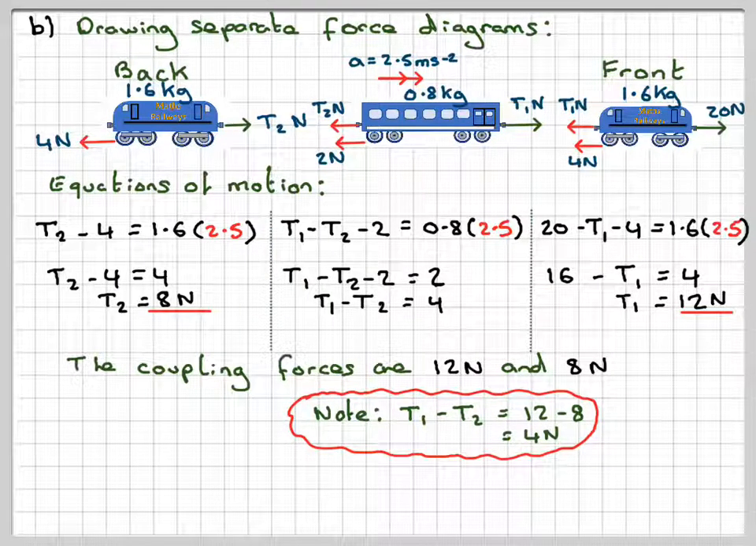Okay, in the last part, it says if now both engines have a driving force of 12 newtons, so we no longer have a 20 newton force here, we have a 12 and a 12 in the same direction. Calculate the new coupling force, passenger forces of this carriage, and comment on our answers.